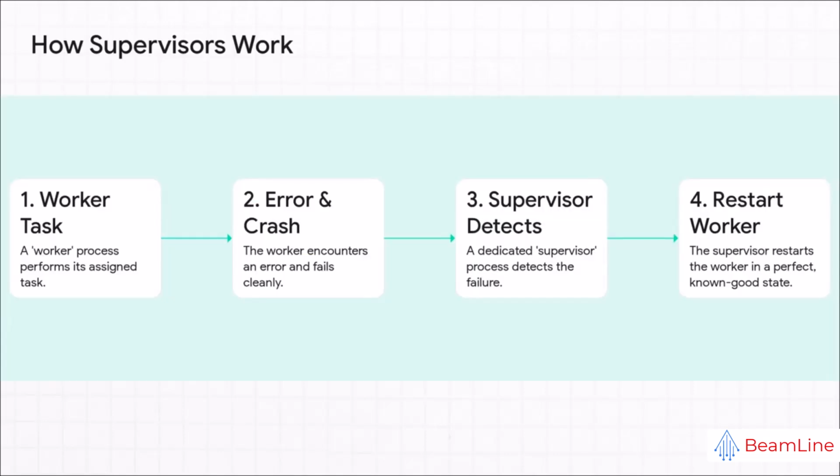So how does that work in practice? It's really beautiful in its simplicity. A worker process is just doing its job. If it hits an error it can't handle, boom, it just crashes. A dedicated supervisor process, whose only job is to watch over that worker, sees the crash, and its response is simple: restart the worker from a perfect, known good state. This simple little loop, that is the secret behind systems with 9 nines of availability.